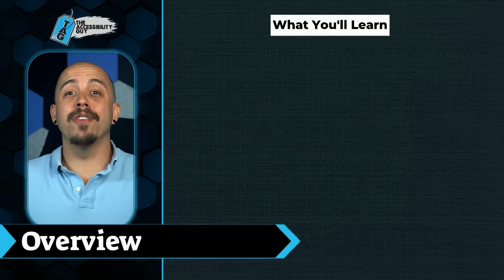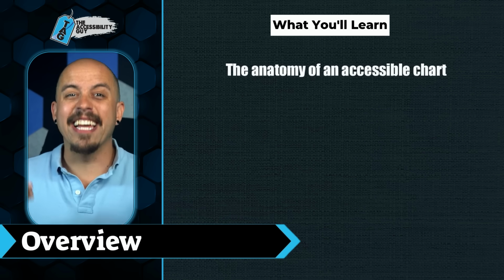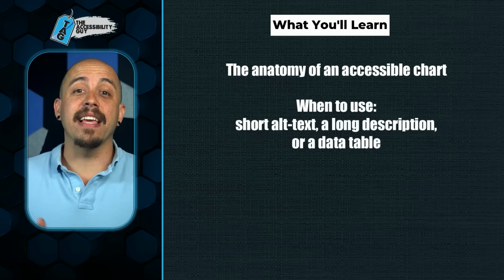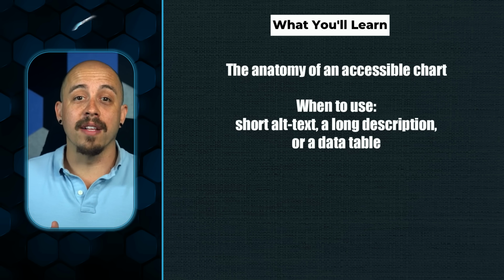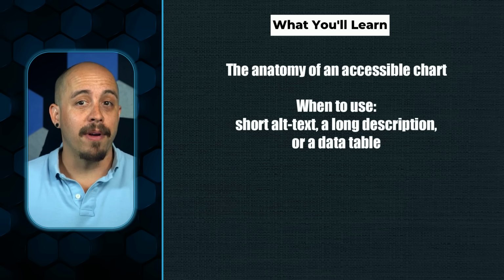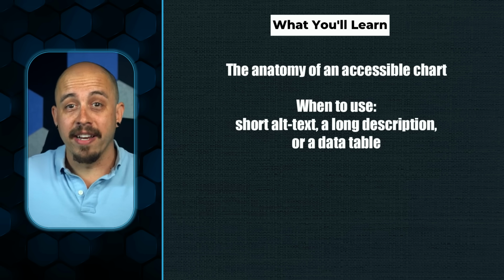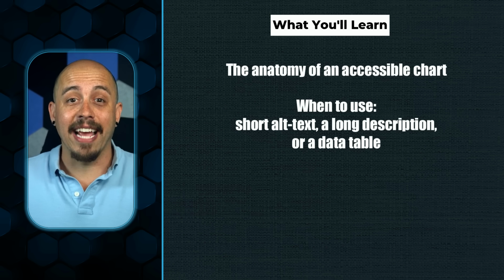So here's the plan. First, we're gonna break down what makes a chart accessible, the anatomy of it. Then, we'll distinguish the three layers of text equivalent because there's some nuance that sometimes trips people up. When do you use short alt text? When do you use a long description? And when do you reach for a data table?